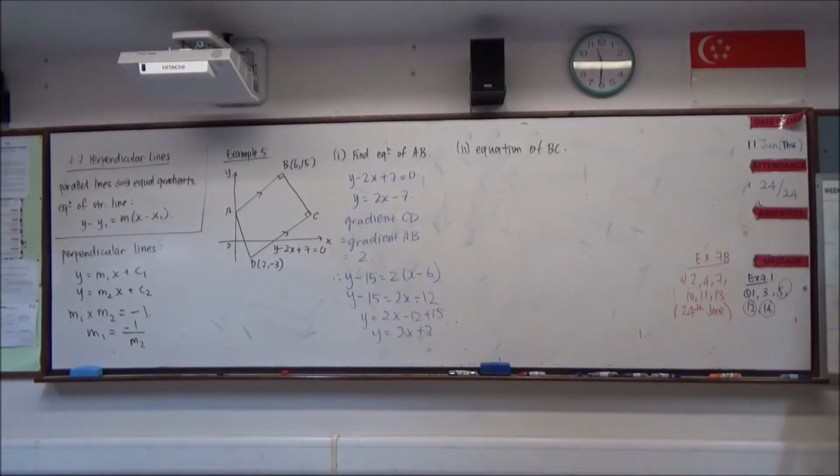How do I find the equation of BC then? Ling Hui, what do you think? BC is perpendicular to AB, also perpendicular to CD. So to find the equation of BC, we need the gradient. What did we say about perpendicular lines? Perpendicular lines have what kind of gradient?